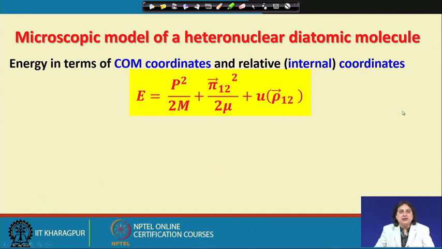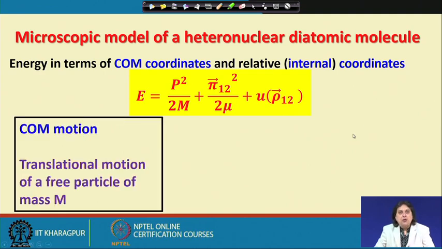that we are discussing here at the microscopic level for the heteronuclear diatomic molecule in terms of the center of mass coordinates and the relative or internal coordinates. And as you see here, this is the expression that we have already obtained through a series of coordinate transformations. Now, the highlighting portion is that the first term that you see here corresponds to the center of mass motion in the 3-dimensional volume without any interaction term appearing in the energy.